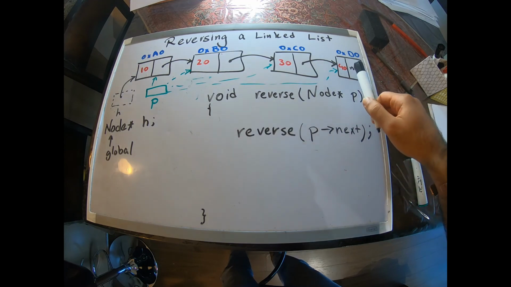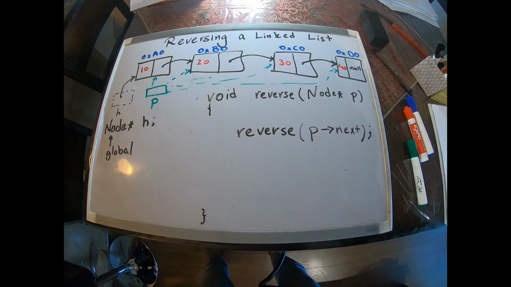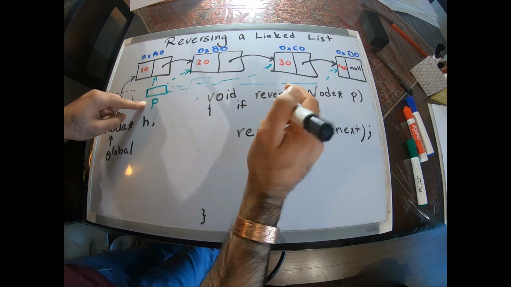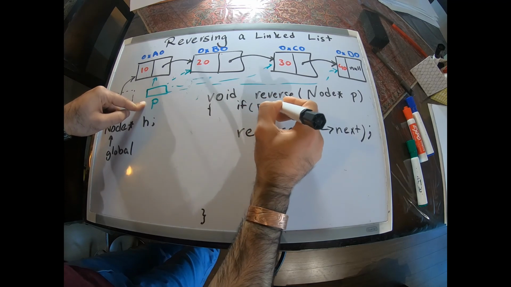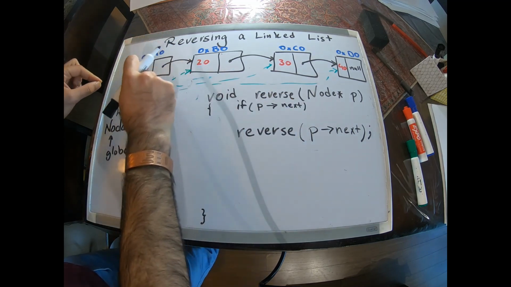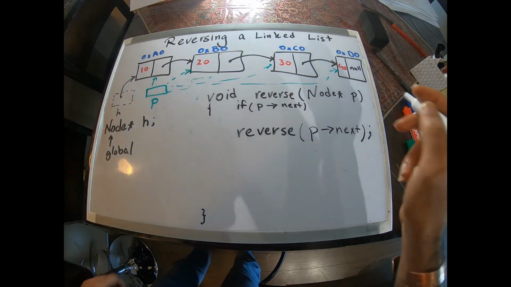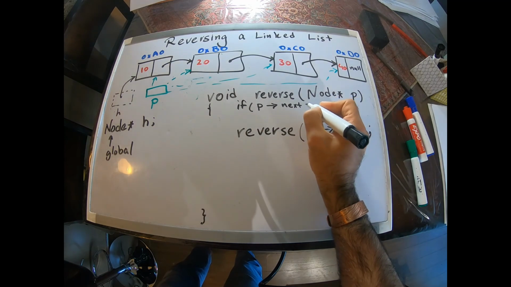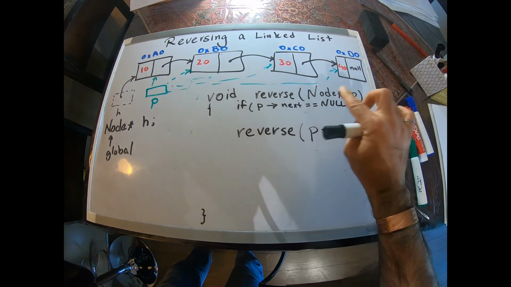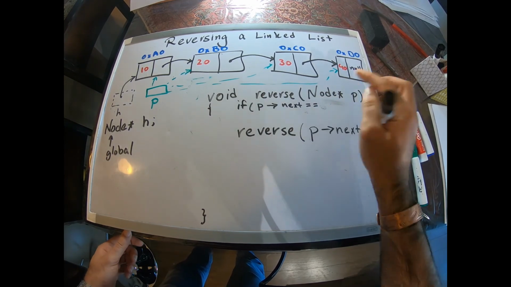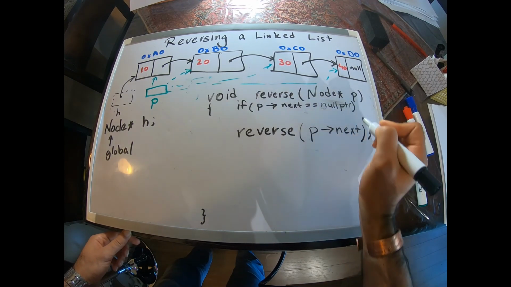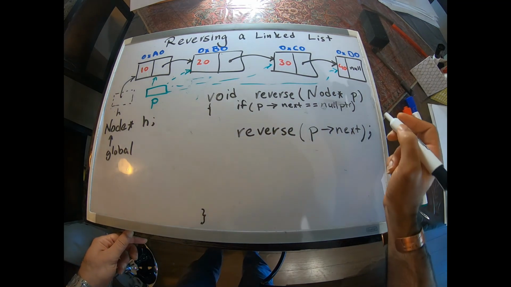So this is going to be our base case, our stopping criteria. Once we get to the point that P arrow next, the next is the pointer part of the node, if P arrow next is equal to null pointer, let's write null pointer. You can write null pointer or 0, but null pointer is the recommended version of writing.